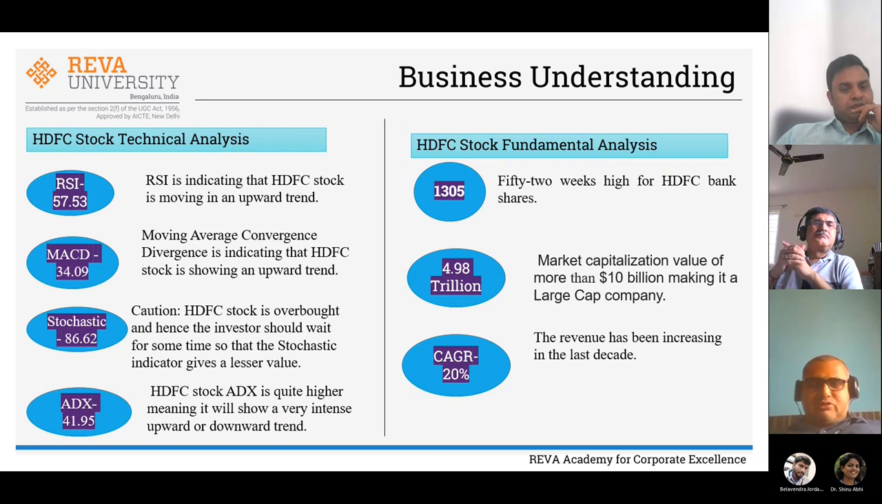ADX again is 41.9, which shows a very intense trend, and because the other technical indicators have shown an upward trend, obviously the ADX is showing the intensity of the trend. So the intensity of the trend is also higher, and it is an upward trend, which is being shown by the other technical indicators.